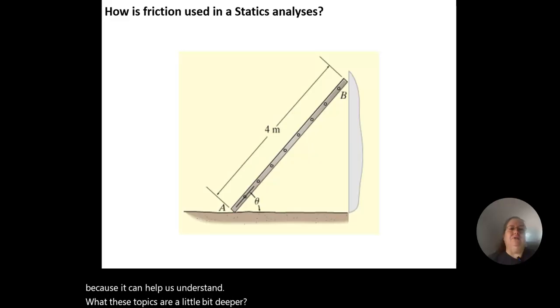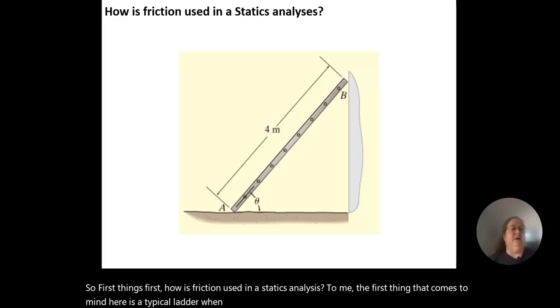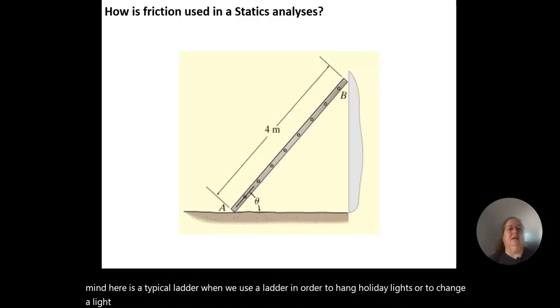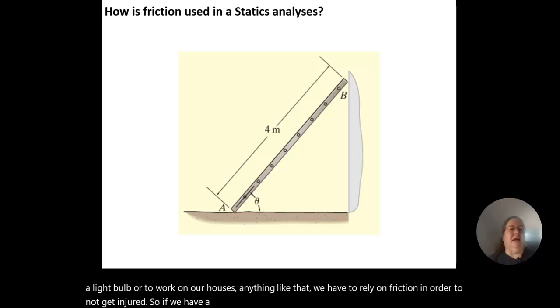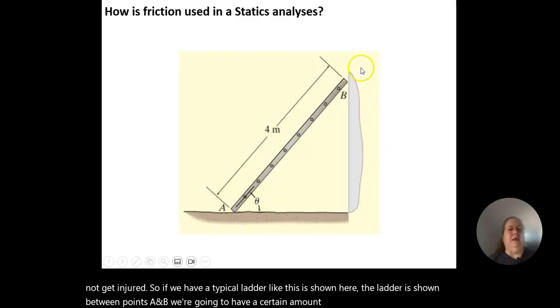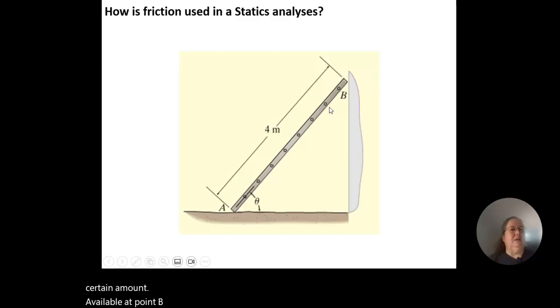So first things first, how is friction used in a statics analysis? To me, the first thing that comes to mind here is a typical ladder. When we use a ladder in order to hang holiday lights or to change a light bulb or to work on our houses, anything like that, we have to rely on friction in order to not get injured. So if we have a typical ladder like is shown here, the ladder is shown between points A and B, we're going to have a certain amount of friction available at point A and a certain amount available at point B as well. And if the circumstances become right, then the ladder might move under us and then we're at risk of being injured.